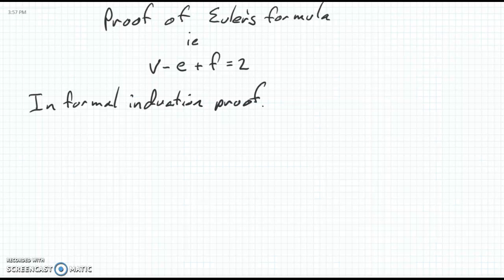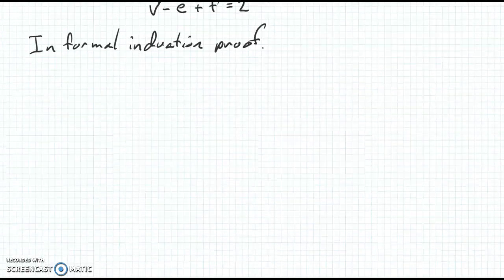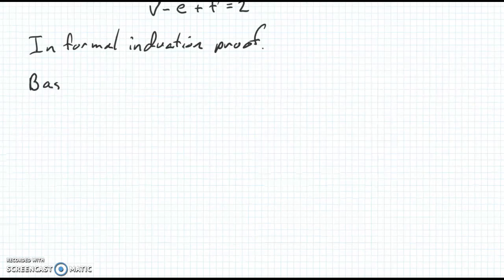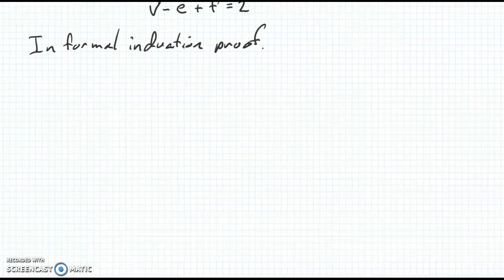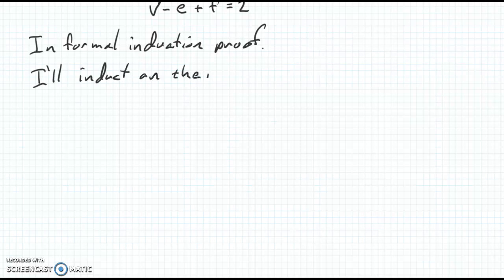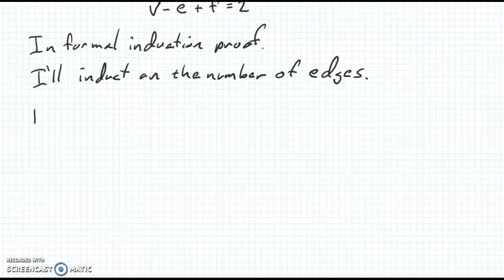So just like a formal induction, we need a base case. And I'm going to do the silliest possible base case. Oh, and by the way, before I do the base case, let me say I'm going to do an informal induction proof. And I'm going to induct on the number of edges. And you'll see where that comes out important. But we'll do the base case first.